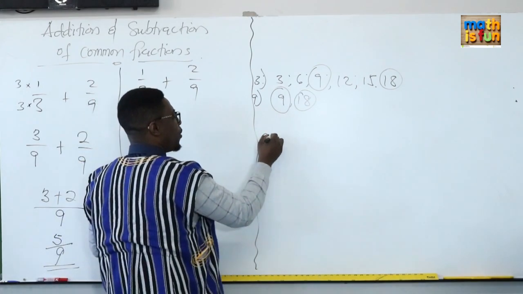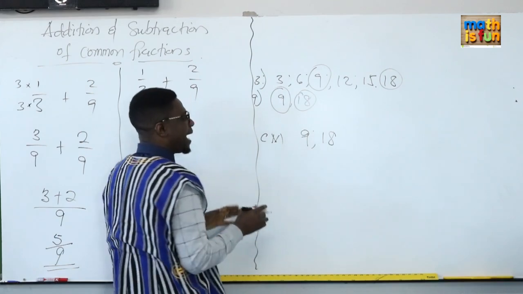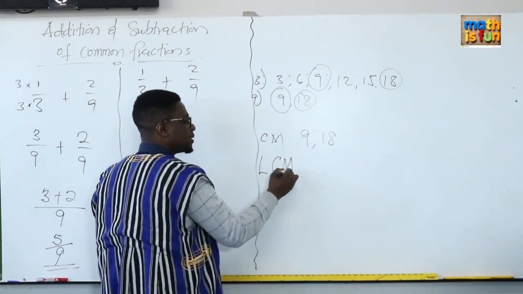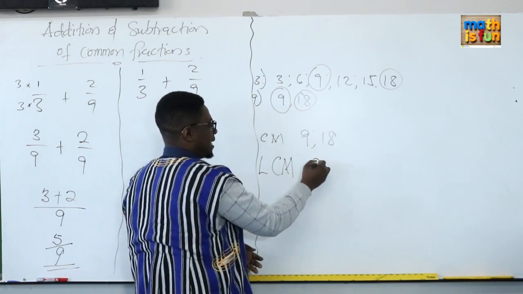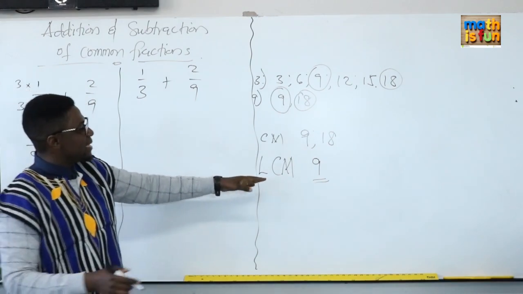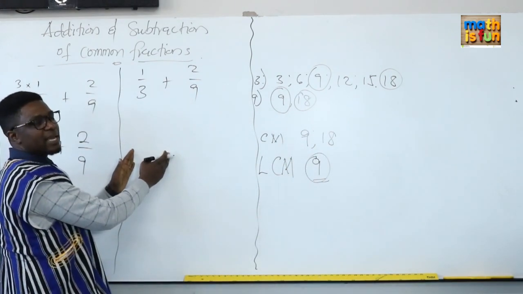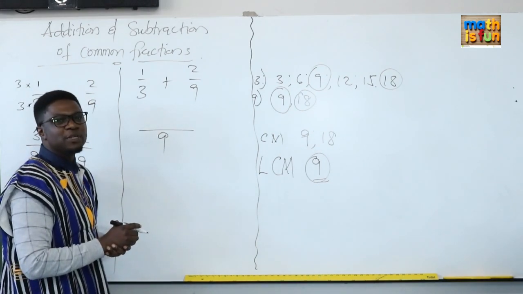But since my common multiples happen to be 9 and 18, I write them like this. Now I look for the lowest common multiple. Between 9 and 18, 9 is the lowest. So I take 9 as my lowest common multiple, then I bring it here. So in doing that, 9 is my lowest common multiple.